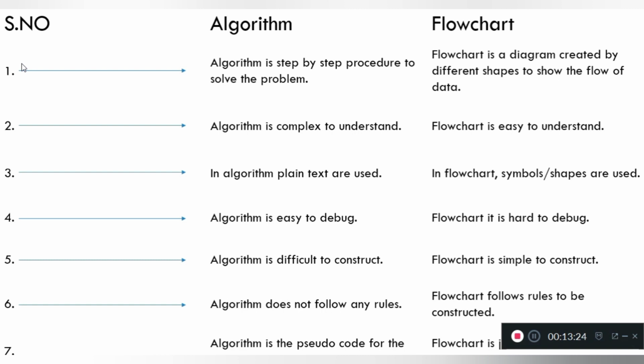Algorithm does not follow any rules, whereas flowchart follows rules to be constructed. Next, algorithm is a pseudocode for the program, whereas flowchart is a representation of that logic.